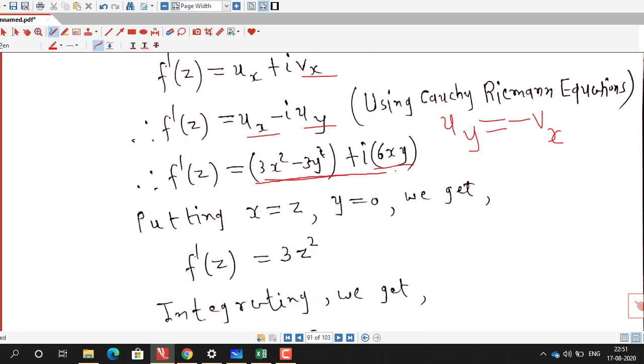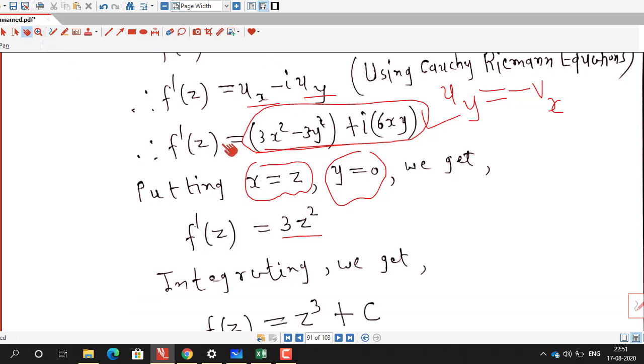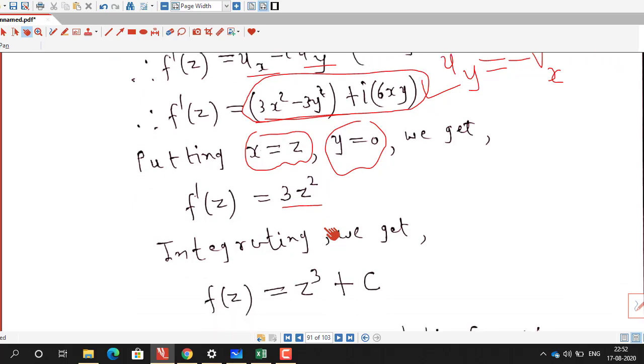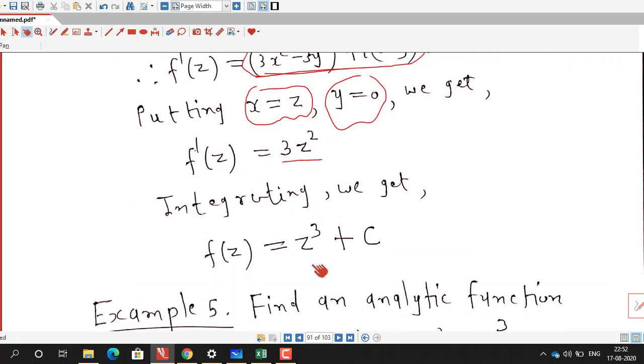Now the right hand side is a function of x and y, so to convert it in terms of z, we replace small x by z and y by 0 in this right hand side. If we put x equal to z, we have 3z square and minus 0 because y is 0. Here also y is in the multiplication, so if we put y equal to 0, this is going to be 0. So finally f dash z is 3 into z square, and if we integrate, we obtain f of z equal to z cube plus c.